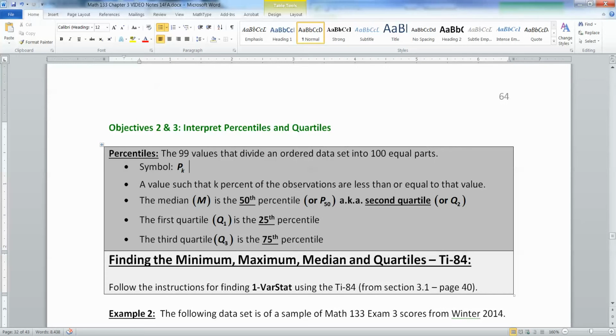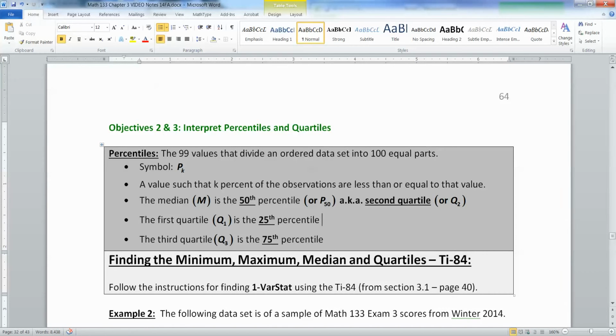And then you could also think of it as the second quartile, because the quartiles are going to divide the data set into 4 equal quarters. The first quartile separates the bottom 25% from the rest. The second quartile, the median, separates the bottom 50% from the rest. And then the third quartile separates the bottom 75% from the rest. And between those three numbers, you've divided up your data set into 4 equal parts.